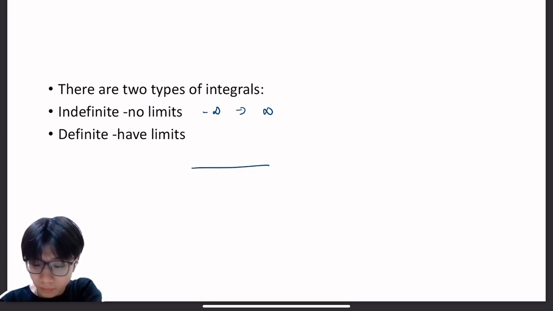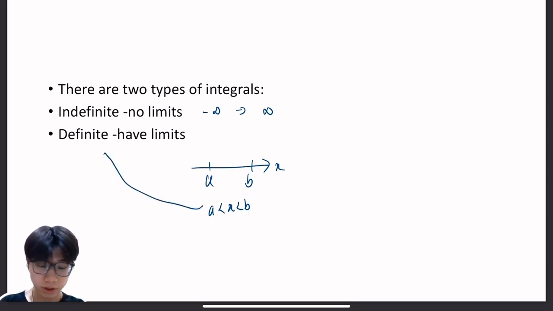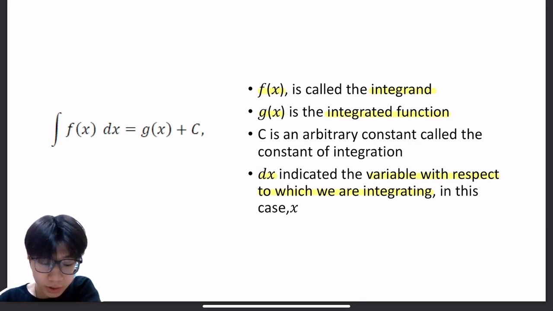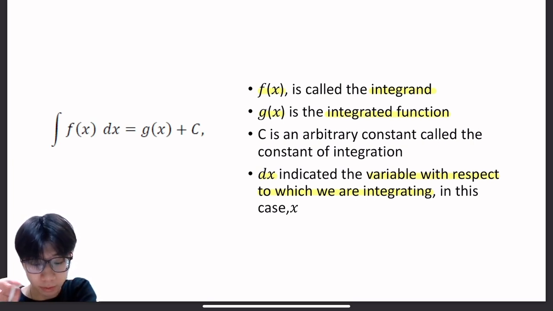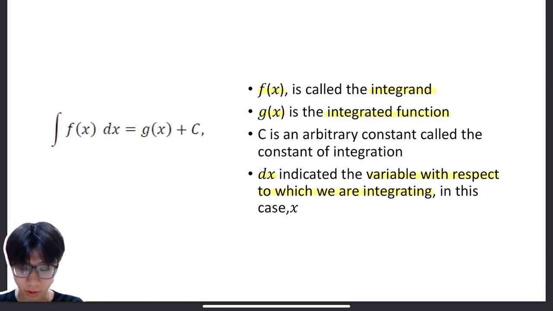It's from A to B. A to B is the interval and it means the definite. So this is the general integration solution, which is integrating f(x) with respect to x, you will be getting g(x) plus c. f(x) is the integral, g(x) is the integrated function, c is the constant, and dx.